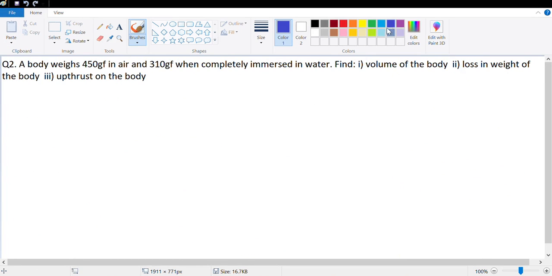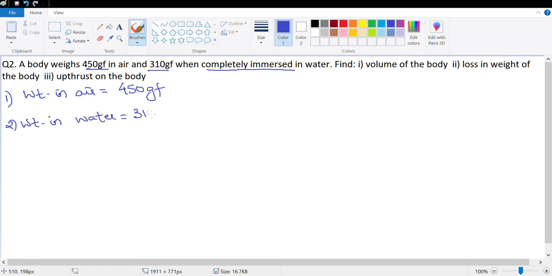The next question says a body weighs 450 gram force in air and 310 gram force when completely immersed in water. So these are simple ones where they are completely immersing it in water, which means upthrust on the whole body is equal to the upthrust on the immersed part. So let's just write the information given. Weight in air is equal to 450 gram force. Next, weight in water is equal to 310 gram force. Find the volume of the body, loss in weight of the body and upthrust on the body.